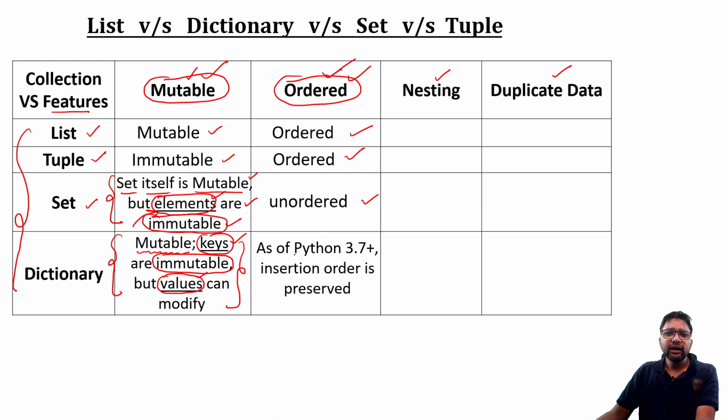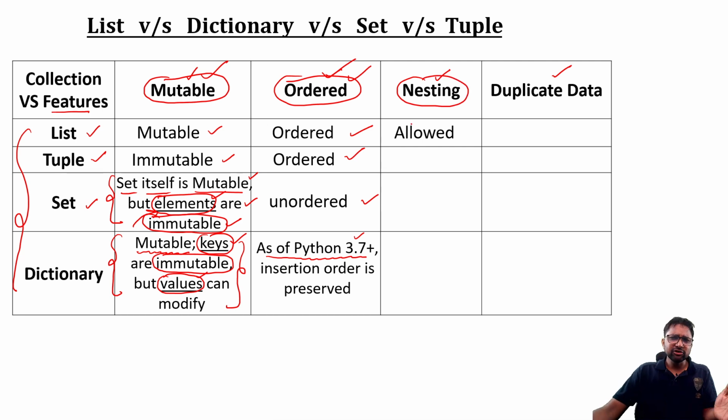Dictionary, okay, after Python version 3.7, they made the dictionary ordered. Before 3.7, dictionaries were unordered. Okay, so fine. Next feature is the nesting feature.